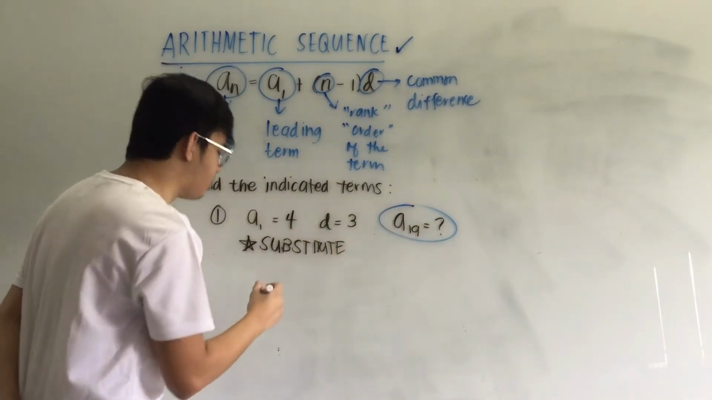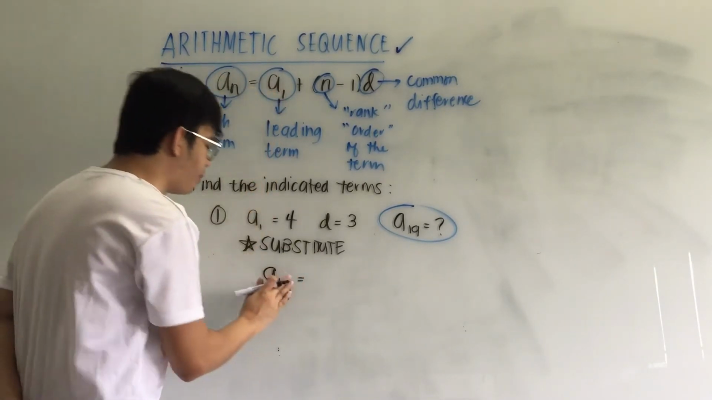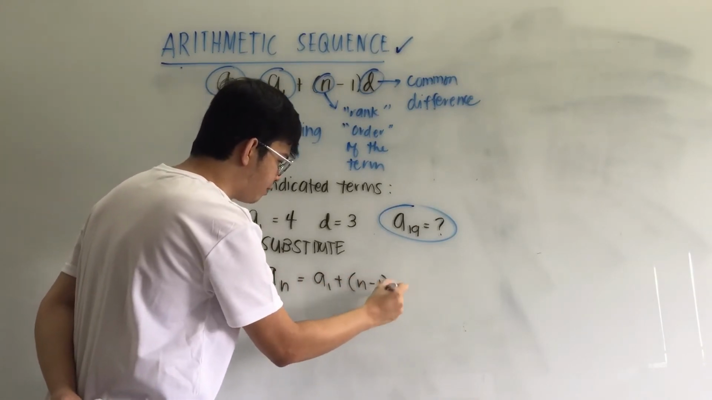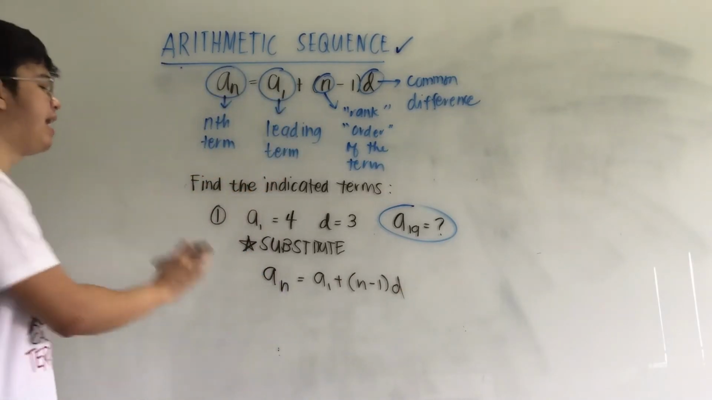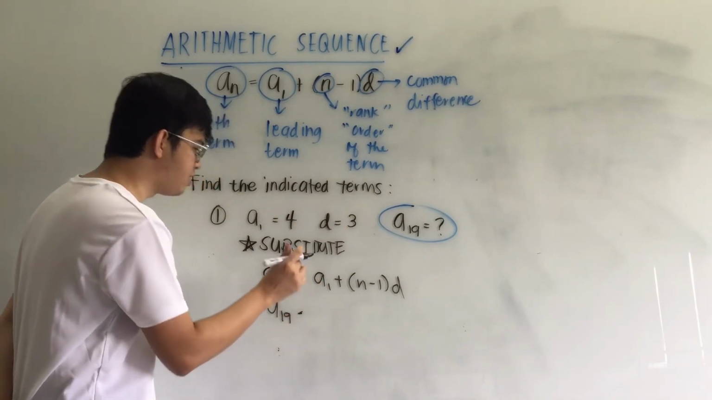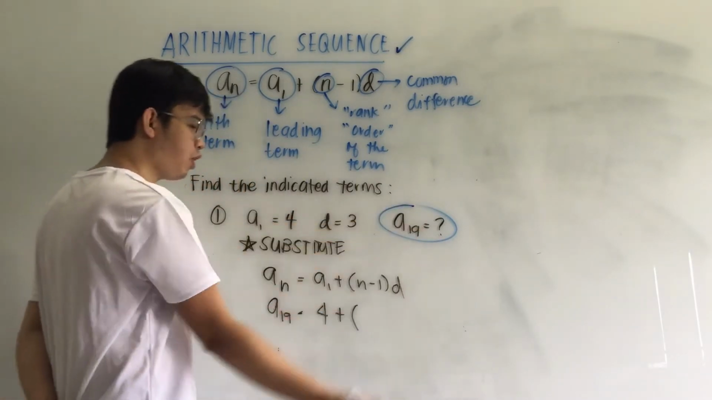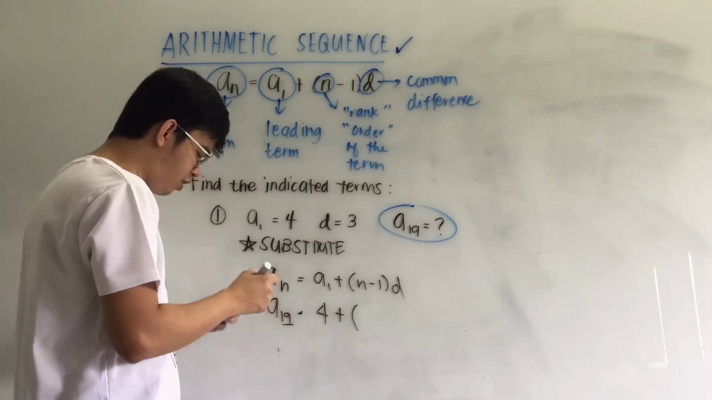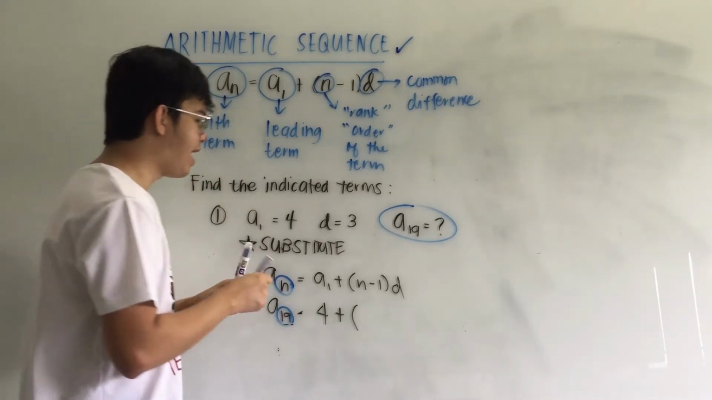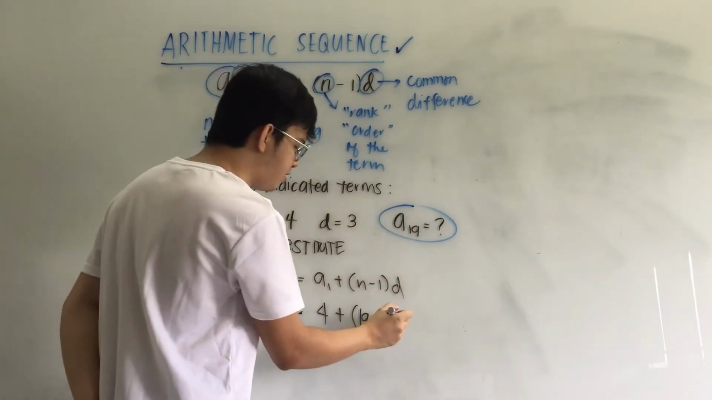Now, we're solving for a sub 19, so therefore a sub 19 is equal to what? I'll just copy the formula first. A sub n equals a sub 1 plus (n minus 1)d. No need to memorize the formula, just say a sub n equals a sub 1 plus (n minus 1)d. Now, we have a sub 19, therefore it becomes a sub 19 equals a sub 1, which is 4, plus n minus 1. What's your n here? Of course, it's 19, as you can see, the small 19 here. Therefore, it is 19 minus 1 times the common difference d, which is 3.